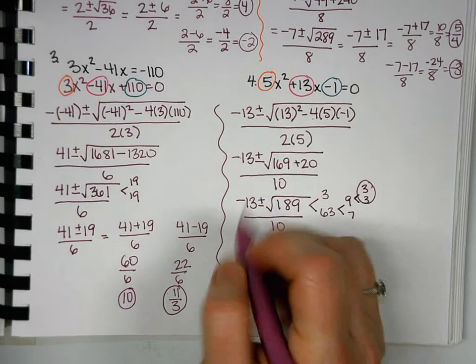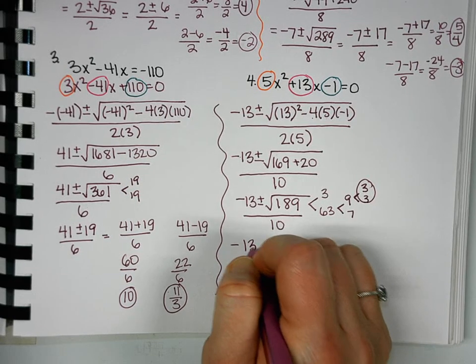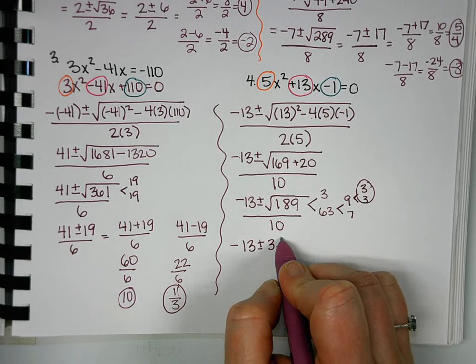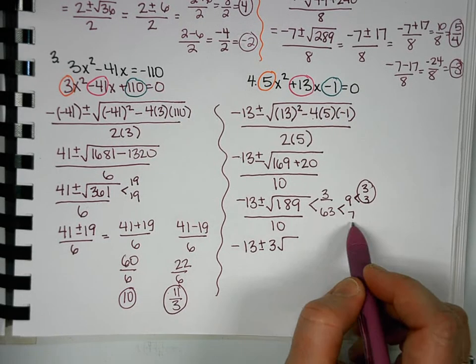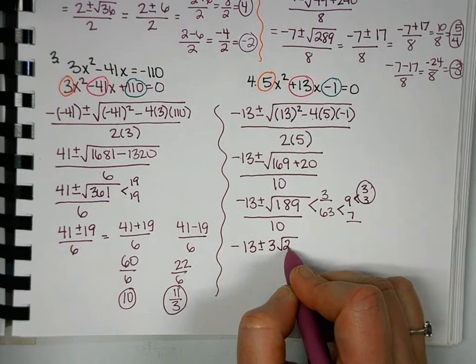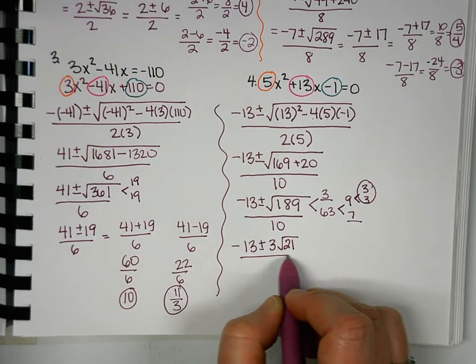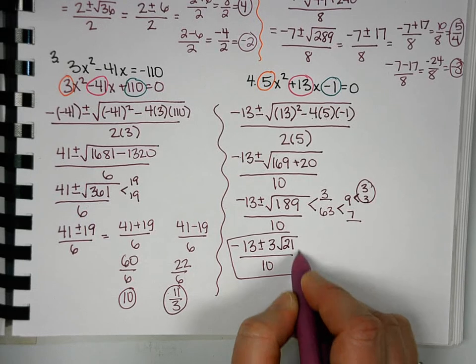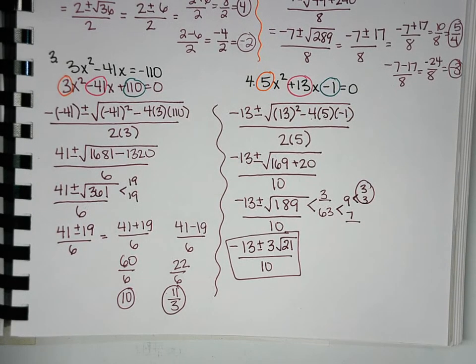So we'll have negative 13 plus or minus 3 square root, multiply the two things that didn't pair up, so that's 21, all over 10. This is how we'll leave our answers when they're not perfect squares. Simplify the radical and then just leave it as the fraction. Any questions on the quadratic formula?